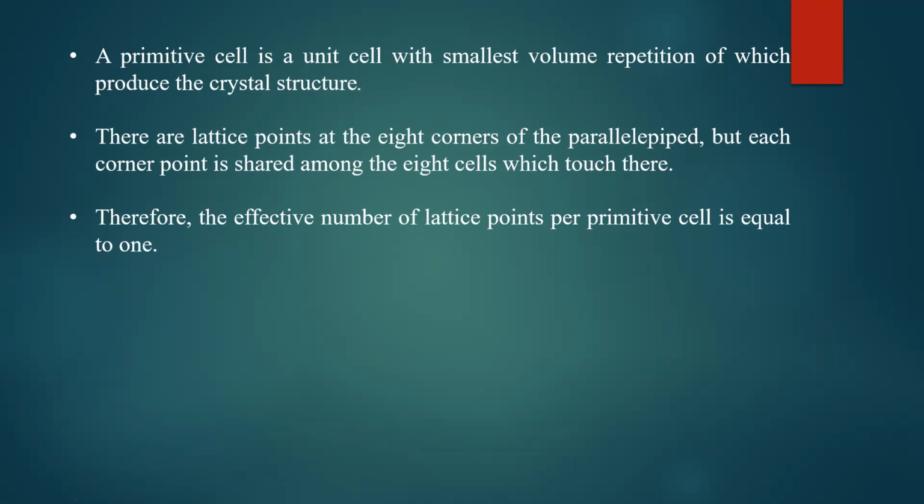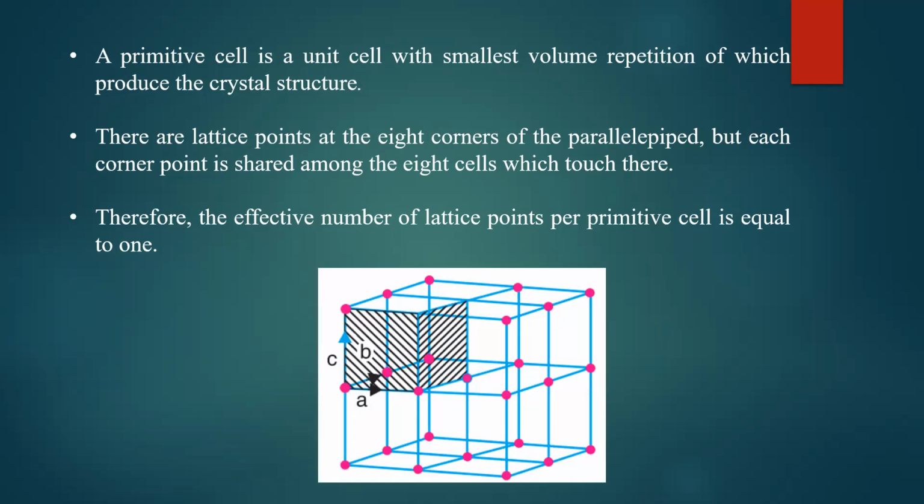Each lattice point will give the share of 1 by 8th part. Such 8 lattice points are there. So you will get 1 by 8 into 8, that is equal to 1. Therefore, the effective number of lattice points in the primitive cell is equal to 1.